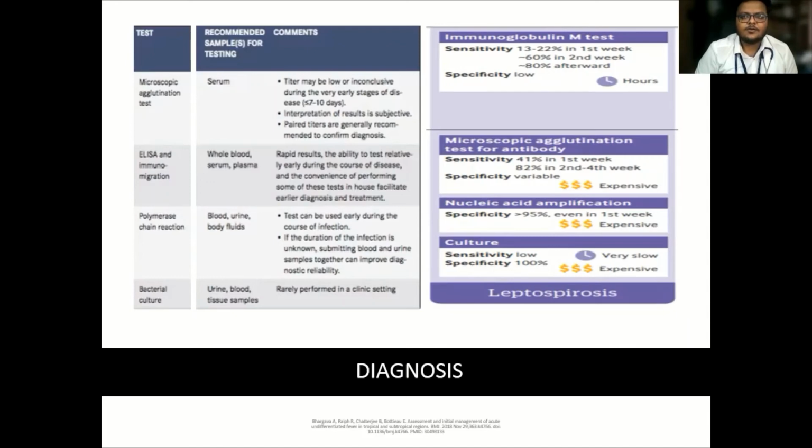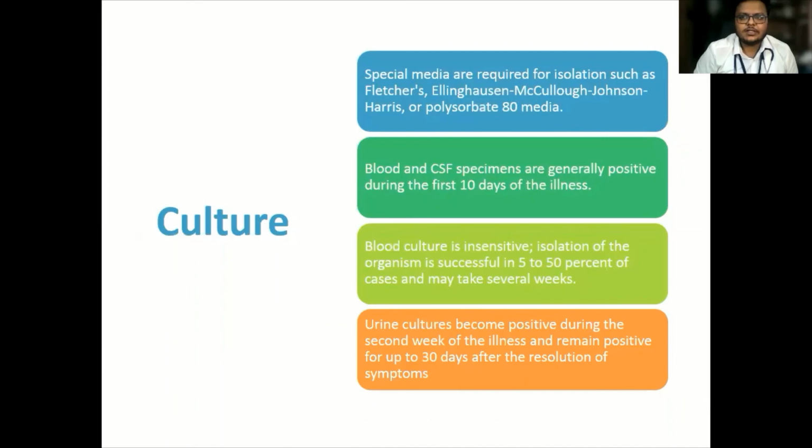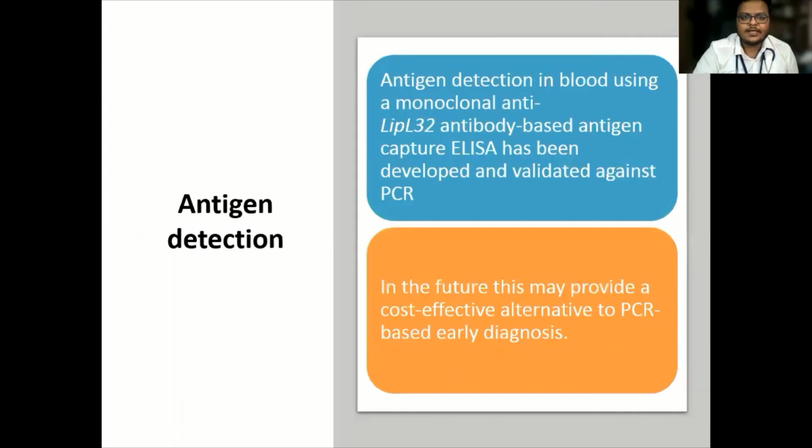A single titer of more than 1 in 800 or a fourfold or more rise in titer between the acute and convalescent serum samples is considered to be reasonable evidence of infection. Special techniques including isolation in culture using special media like the EMJH media and antigen detection tests are being developed and are mainly important for research purposes. In the future, these may provide a cost-effective alternative to PCR-based early diagnosis.